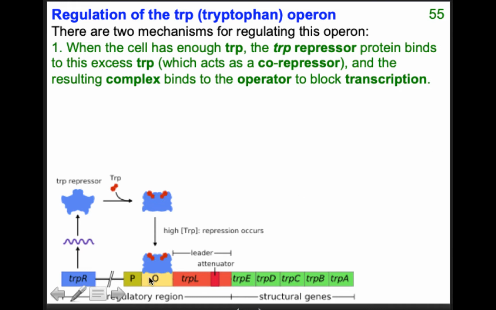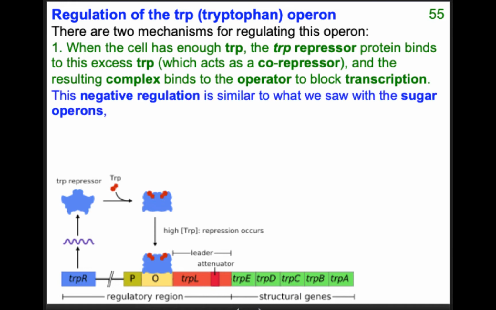Okay, so when the operator is blocked by the tryptophan repressor and tryptophan complex, then we see negative regulation. So this is quite similar to the sugar operons in that we have negative regulation. So basically, when a protein binds to the DNA at the operator sequence, we're going to block transcription, shut down transcription.